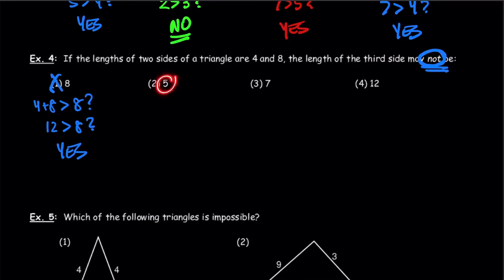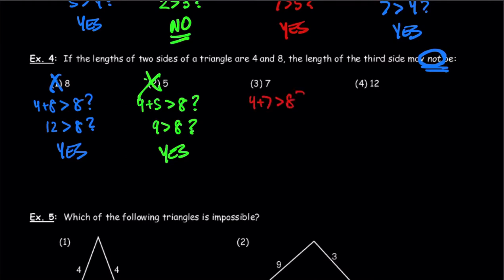Now we do a 5. Put the 5 in order with the 4 and the 8, so it goes in the middle. 4, 5, 8. So this would be, is 4 plus 5 greater than 8? Is 9 greater than 8? Again, yes, it is. Don't want that one. 7. 7 would also go in the middle. 4 plus 7 greater than 8. Yeah, 11 is greater than 8. So another yes. By process of elimination, I know it's got to be choice 4, but let's just verify it.